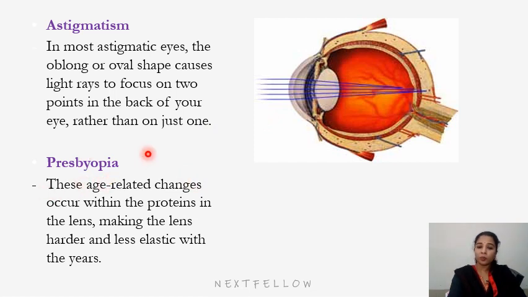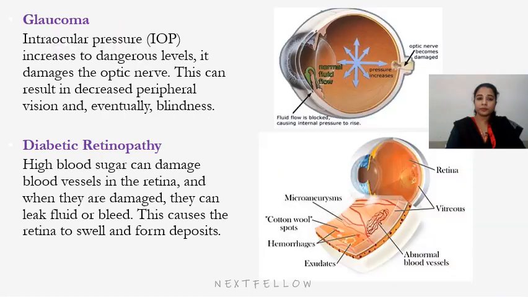Then presbyopia, it occurs because of aging. The age related changes which occur within the proteins of the lens make the lens harder and less elastic with the years. That is called presbyopia. Glaucoma is an increase in the intraocular pressure above the normal limits, and it damages the optic nerve, and this can result in decreased peripheral vision and eventually leads to blindness.